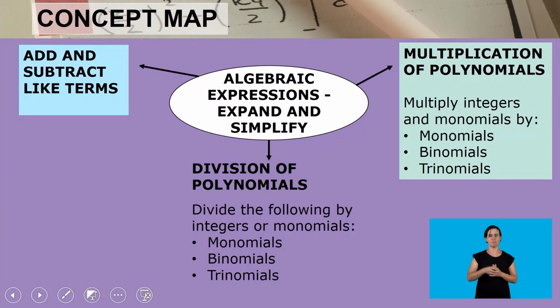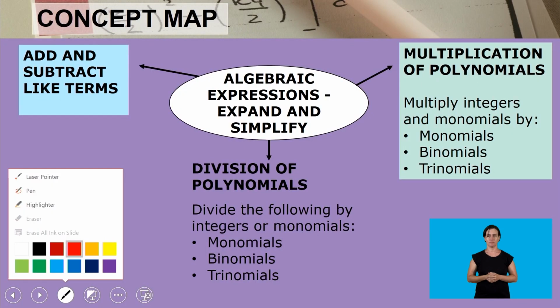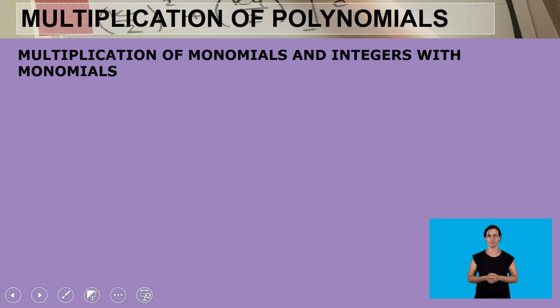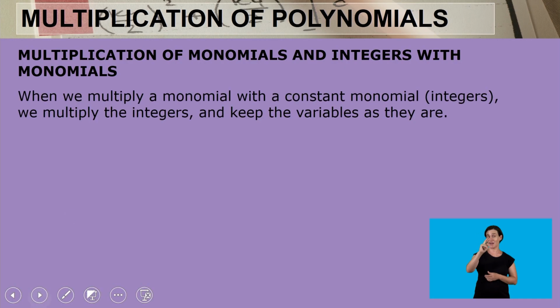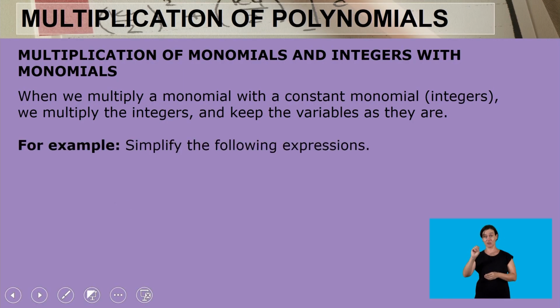Let's move on to the next concept in our concept map, and that is the multiplication of polynomials. So let's see how we are going to work with that. Multiplication of monomials and integers with monomials. So let's start with that. When we multiply a monomial with a constant monomial, which are integers, we multiply the integers and keep the variables as they are. Let's look at an example.